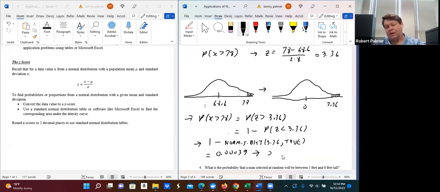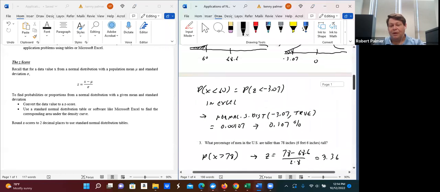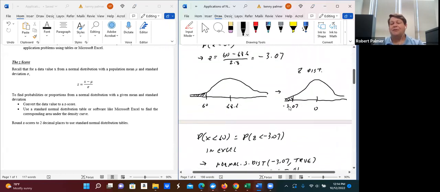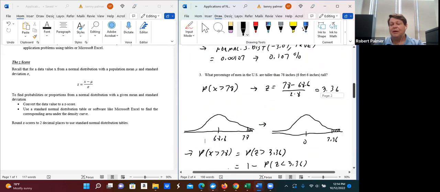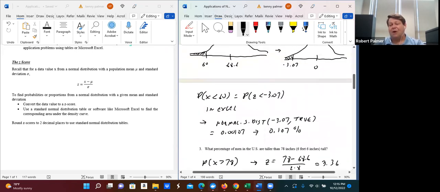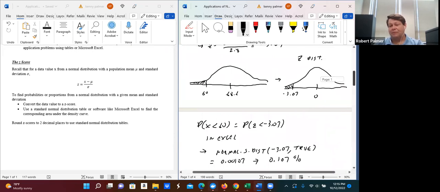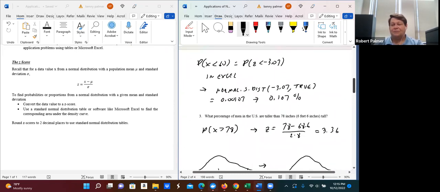Or as a percent, it's going to be 0.039%. As we said, if we compare these z-scores from the previous problem, the z-score for a male that's less than 5 feet tall was negative 3.07. For a male that's greater than 6'6", it's 3.36. So we expected that the probability of finding someone taller than 6 feet 6 inches is smaller than finding someone less than 5 feet tall, because in this case we're further from the mean, further from 0, and that's what we found. Compare this 0.039% to 0.107%, it is less.